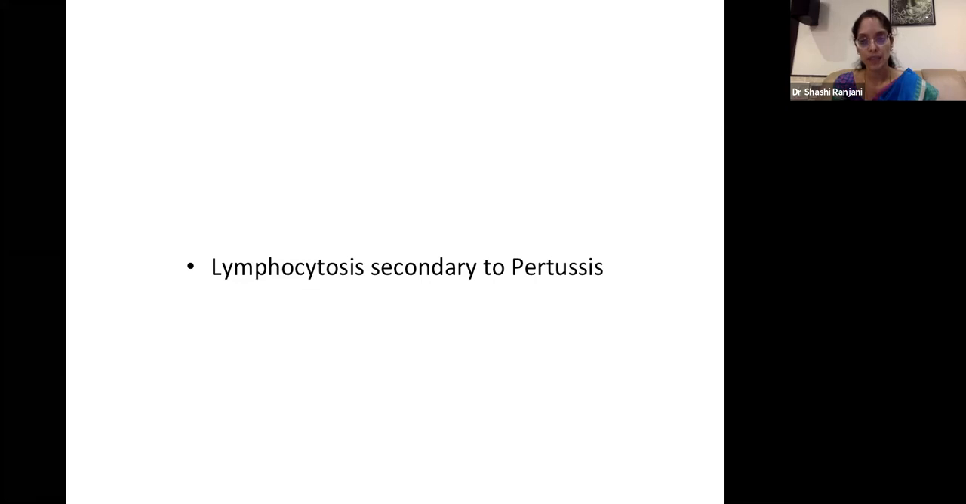Just by treating the pertussis alone, the lymphocytosis came back to normal. But in such cases, it is very important to rule out malignancy, because even though the pertussis is positive, we shouldn't miss a case of malignancy. So that's why the bone marrow aspiration and biopsy was done.